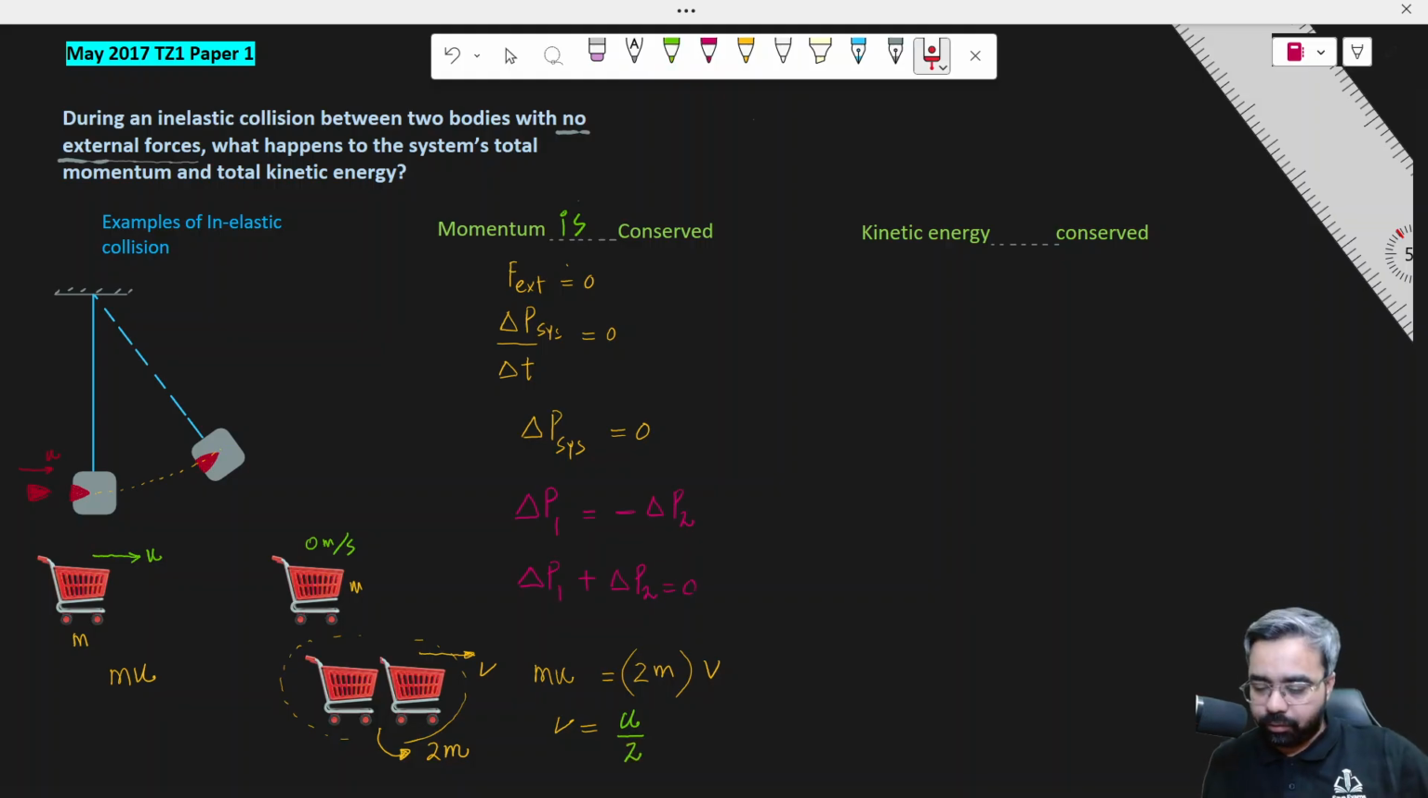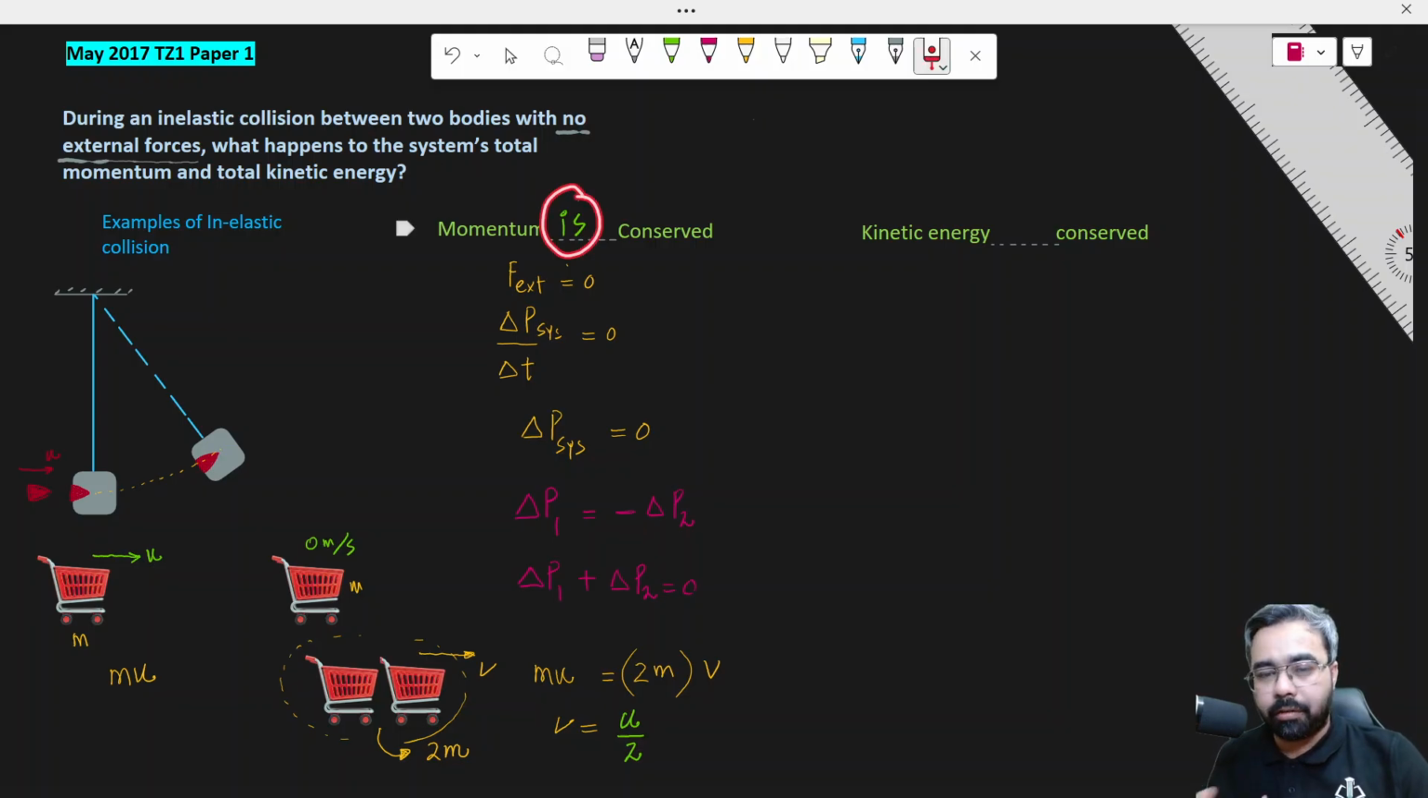And if you wonder why I have written that both changes of momentum are equal and opposite, it is just because of Newton's third law, which says that the same force will be applied on both of them, but in opposite directions. When the forces are equal in magnitude and opposite in direction, their changes of momentum will also be equal and opposite. So this means the momentum is conserved.